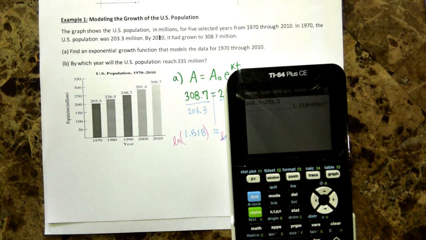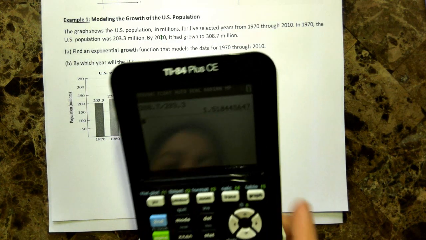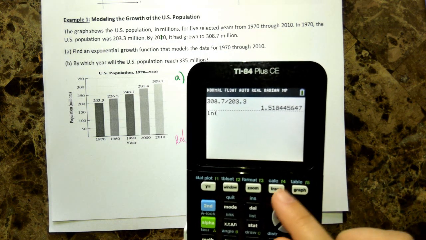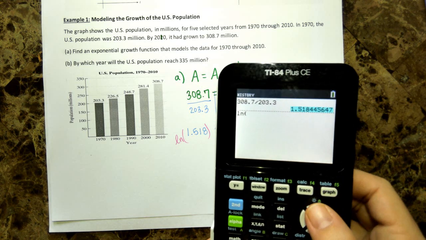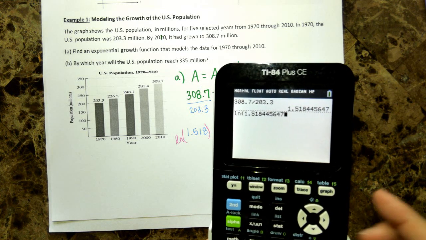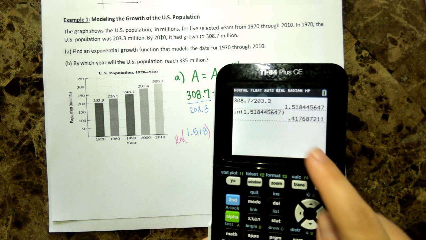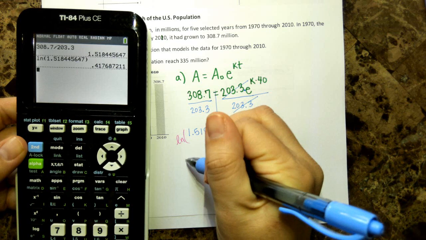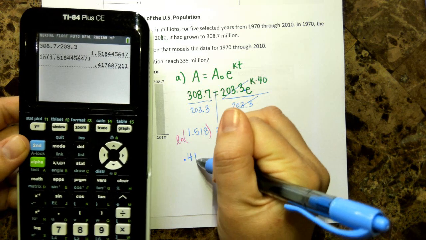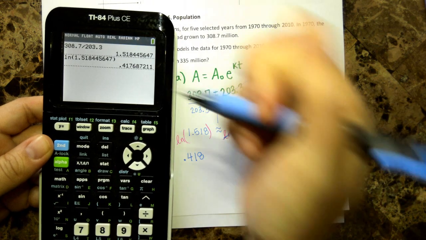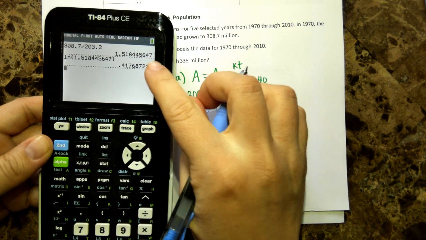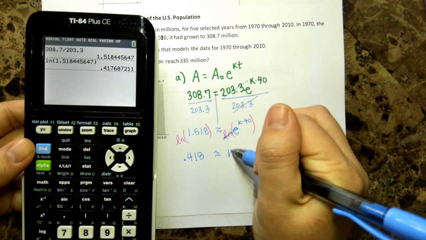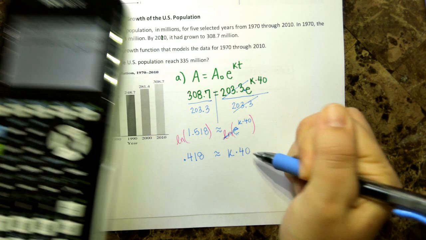Let me turn the brightness up so you can see that. All right, natural log. And instead of rounding, what I like to do is copy and paste it so I don't round until the end. Natural log of that entire number. And I get about 0.41768, etc. 0.418 if I'm rounding that third decimal. But I like to keep this typed in and round at the very end. It's approximately, and the only thing I'm left with on the right-hand side is k times 40.